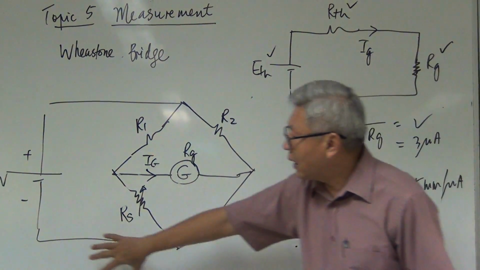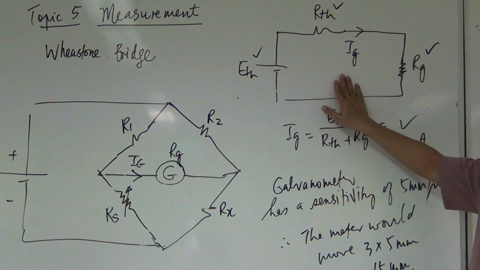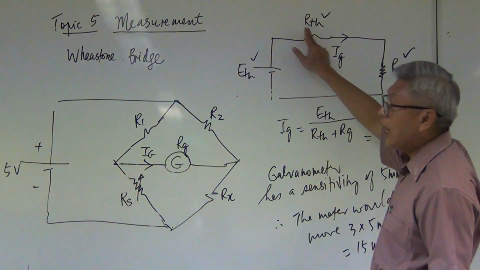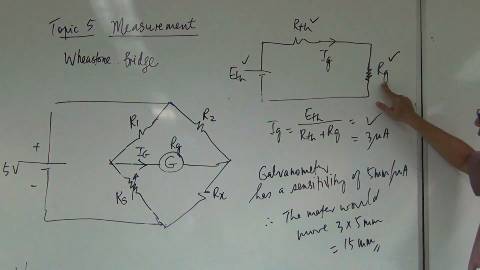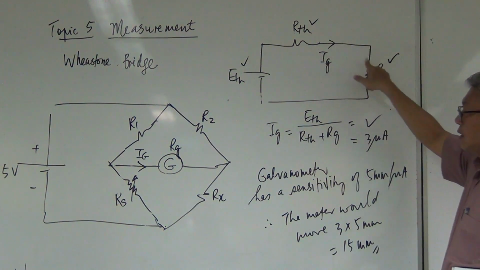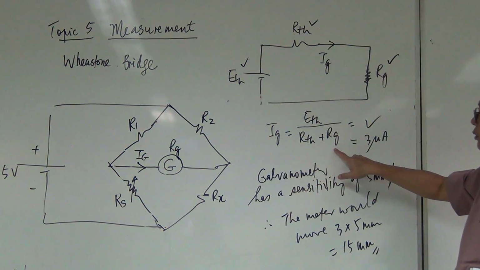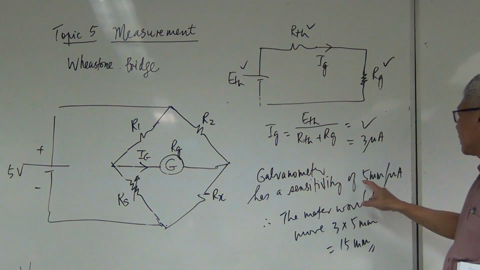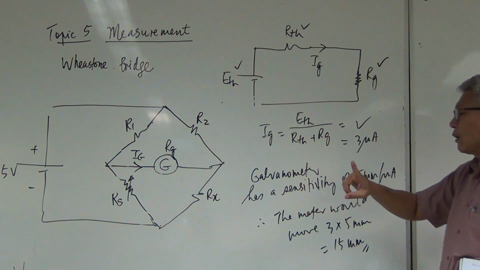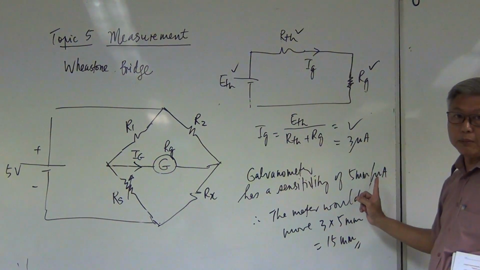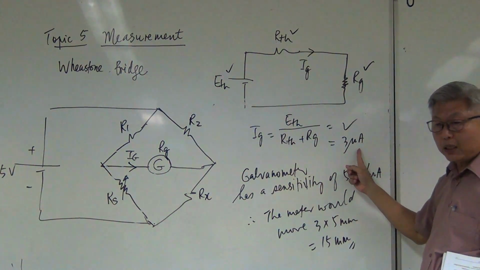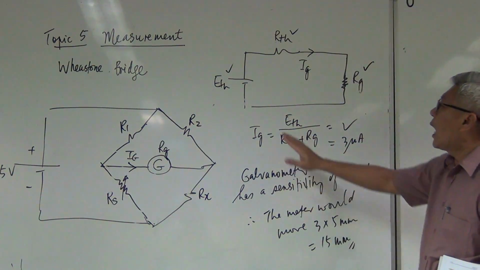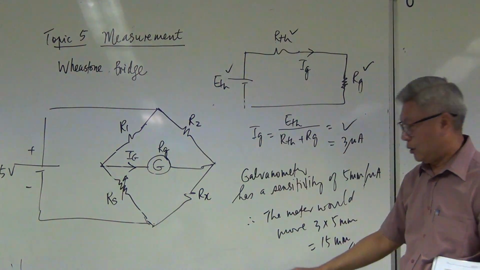To do that, we transform the circuit into a Thevenin equivalent circuit with a Thevenin voltage and Thevenin resistance, assuming that we have found the values. And I know the internal resistance of the galvanometer, so I'm able to find this current. This is a simple series circuit. Total current is the total voltage divided by total resistance. For example, I got 3 microampere, and the galvanometer has a sensitivity of 5 millimeters per microampere. In other words, if 1 microampere flows through, the meter will move by 5 millimeters. If it's 3 microampere, it moves 15 millimeters. So now our job is to find ETH and RTH.